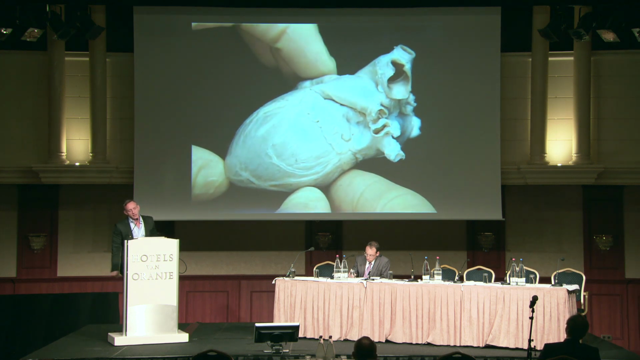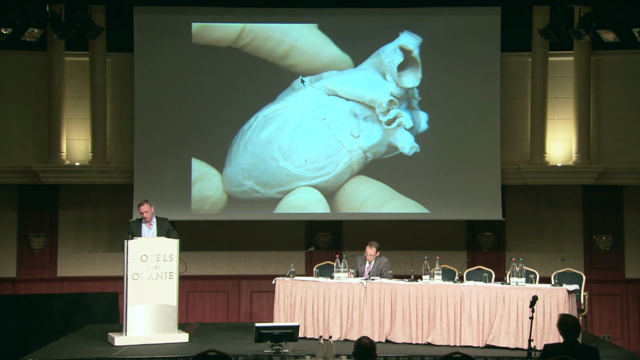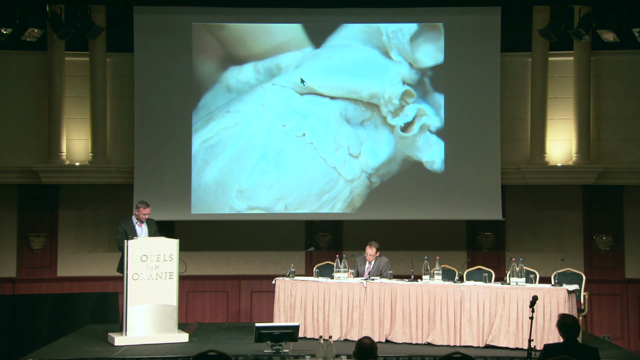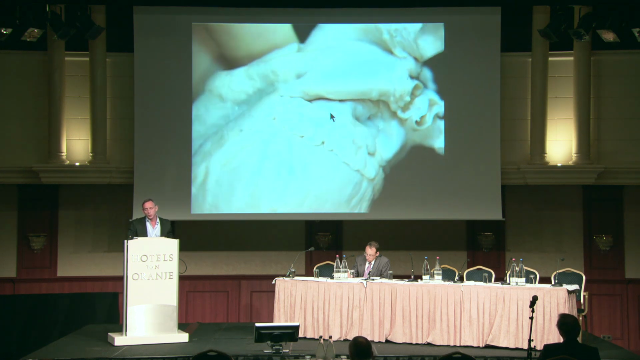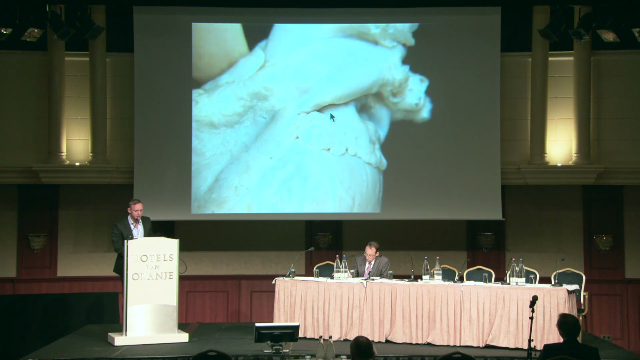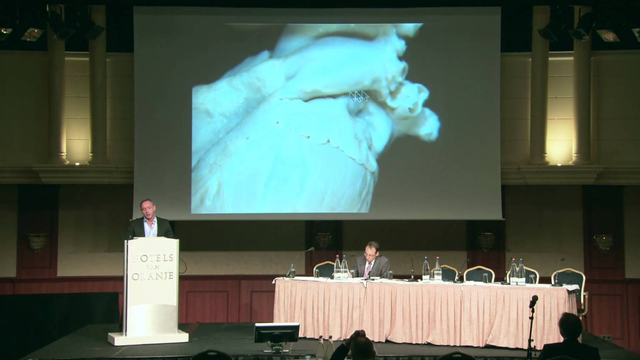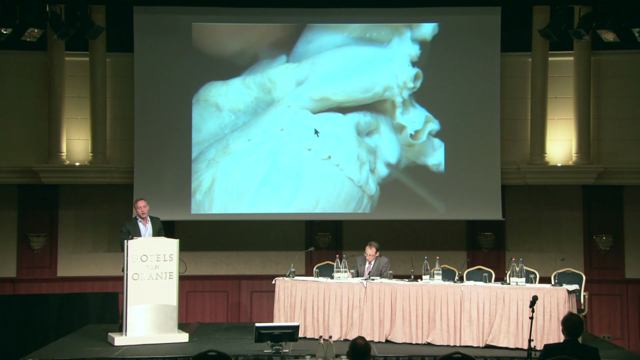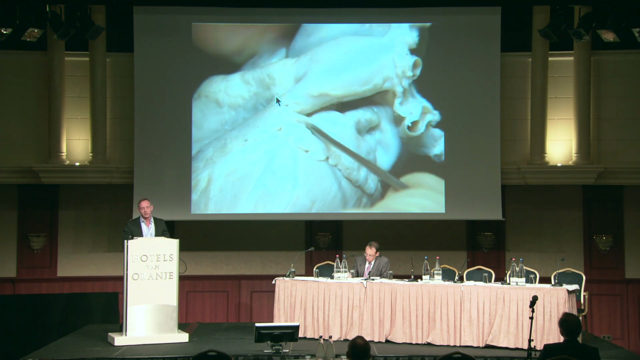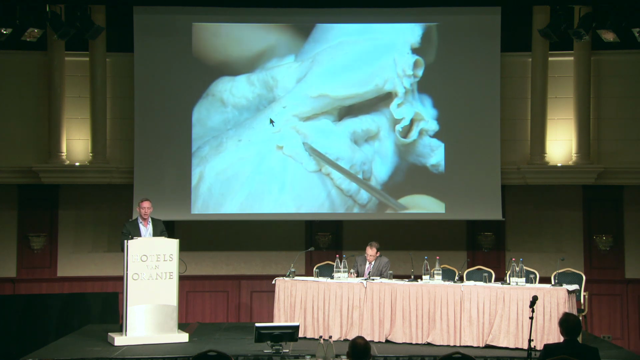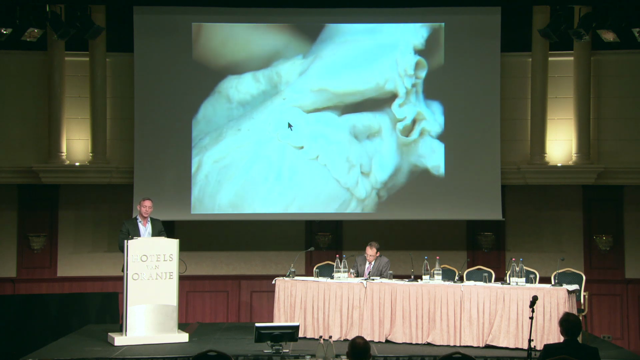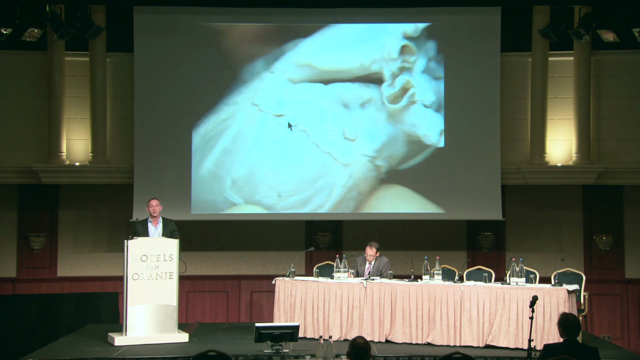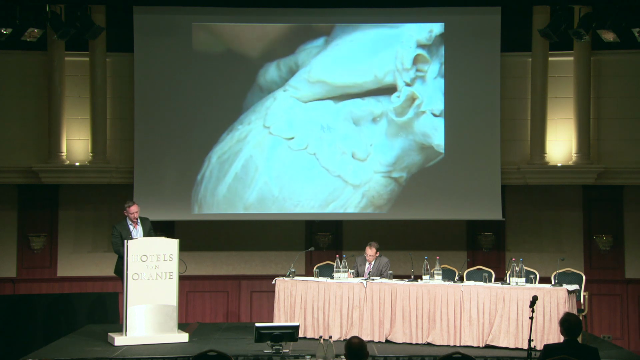So this is an intact specimen. This is, in fact, a pediatric specimen, which wasn't suitable for transplantation. And you can see the appendage, the left atrial appendage here, lying just to the left side of this structure, which is the pulmonary trunk. And there's a narrow space between the two, which is the left side of the transverse sinus.